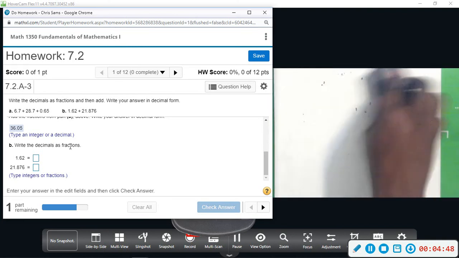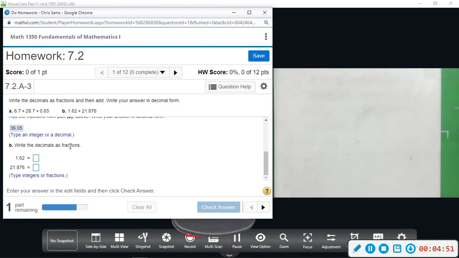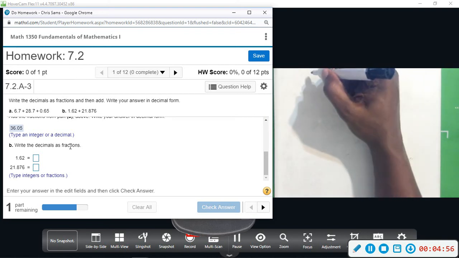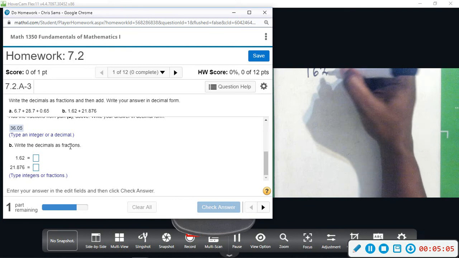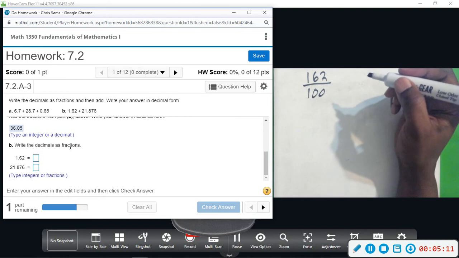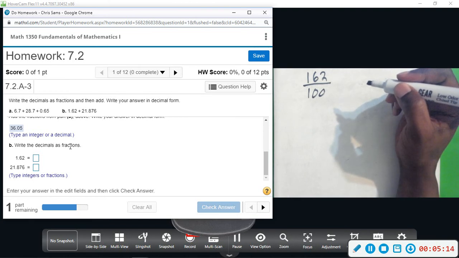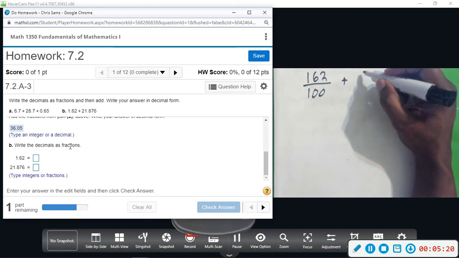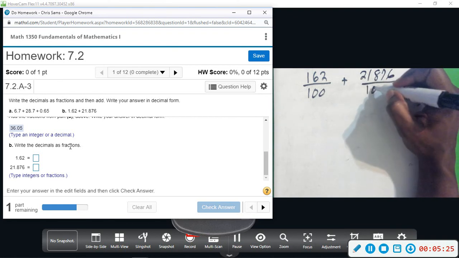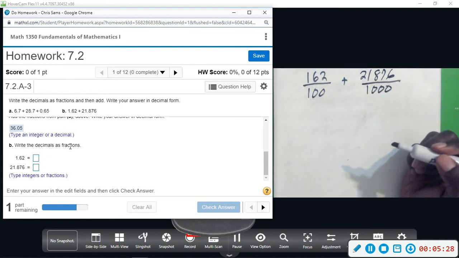Okay, so we're going to do the same thing for part B. 1.62, that's 62 hundredths. So it's going to be 162 over 100. And then the 0.876 is 876 thousandths. So we're going to have 876 over 1,000. And then of course we're going to reduce these to lowest terms.